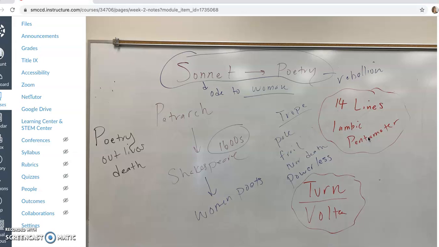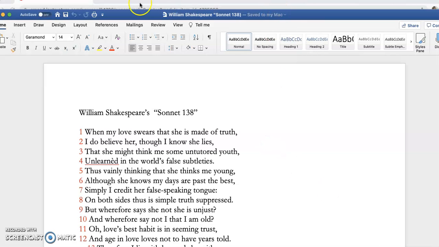But in all sonnets and most poetry, there is a consistent theme: there's a problem, and at the end there's a solution. This is called the turn or the volta. So I'm going to show you an example. Here's a Shakespeare sonnet.